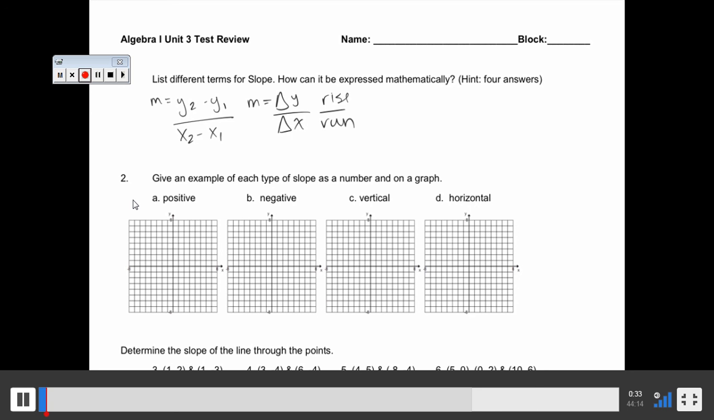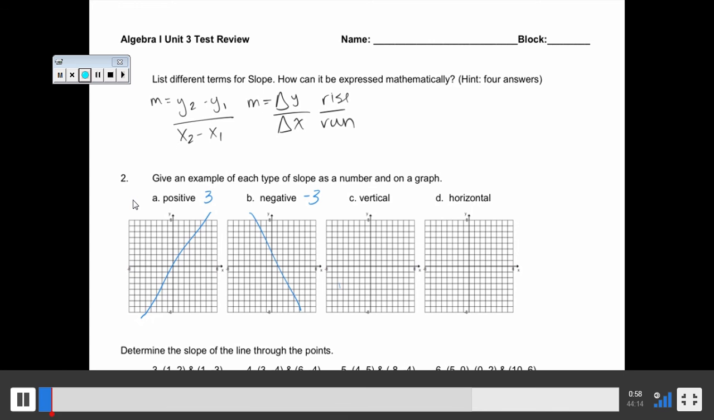And also remember, if you see the words constant rate of change, that means slope. And then if we do an example on a graph and a number of each of these, well, a positive number could be anything. So you could say 3. Positive slope is like you're going up a hill. Negative slope is like you're going down a hill. That could be a negative 3.